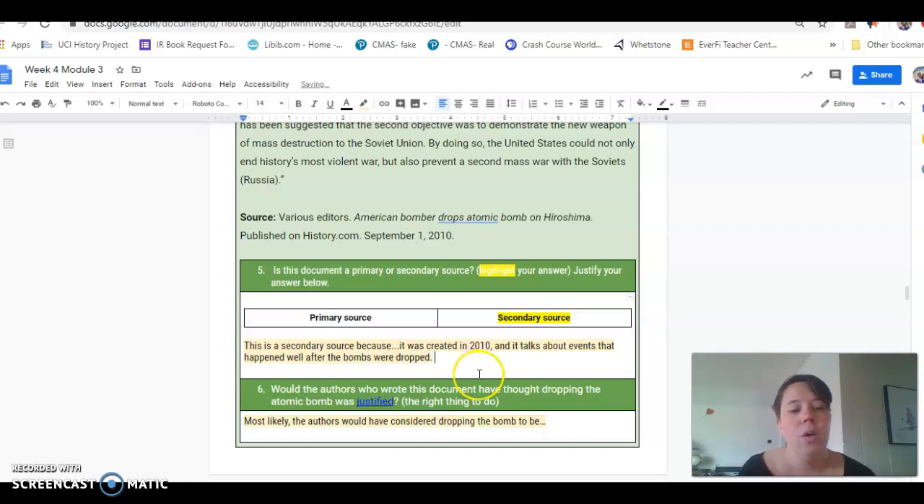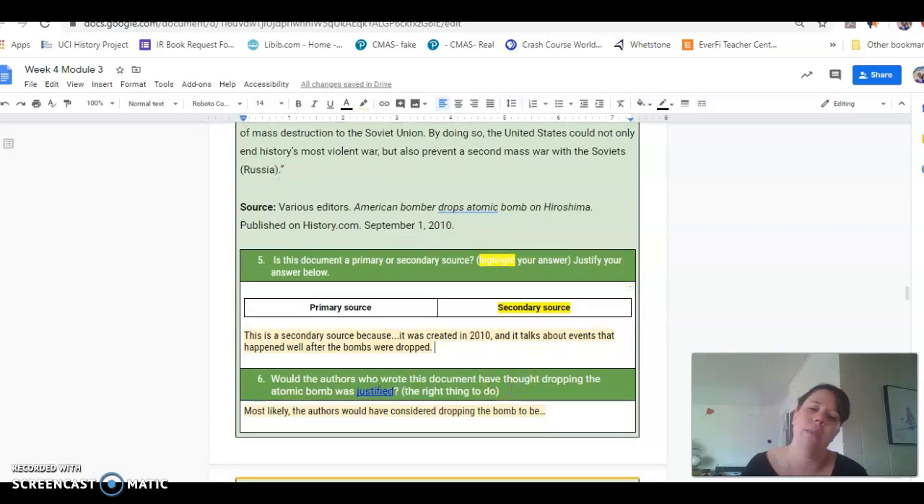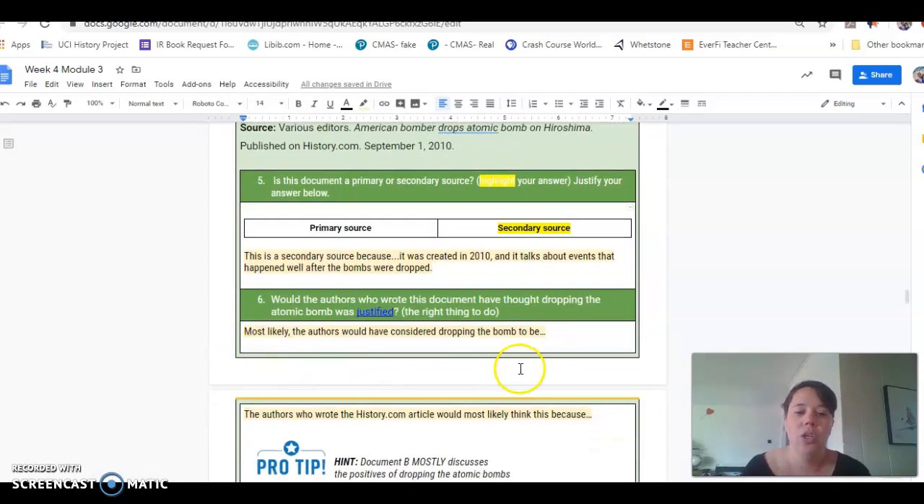Okay. Well, the authors who wrote this document, have they thought that the dropping of the atomic bomb was justified, or the right or wrong thing to do? Again, I don't want to sway your answer. This is something I'm really looking for the answer to. So I'm going to have you decide there.